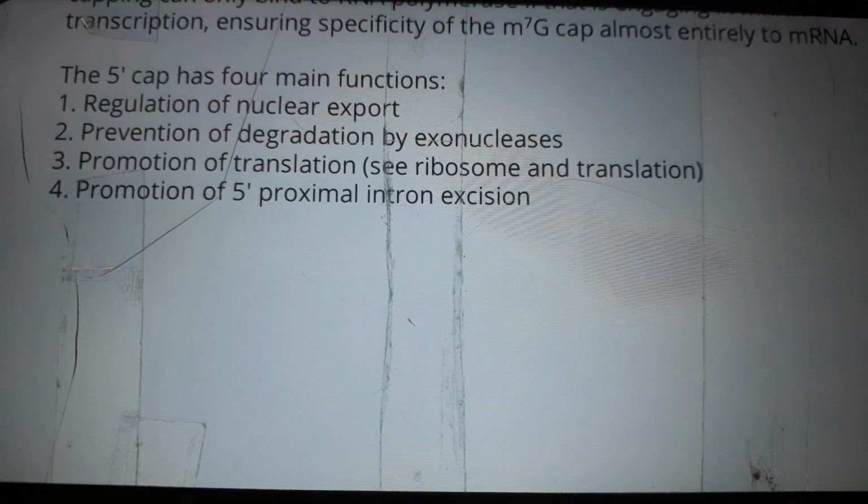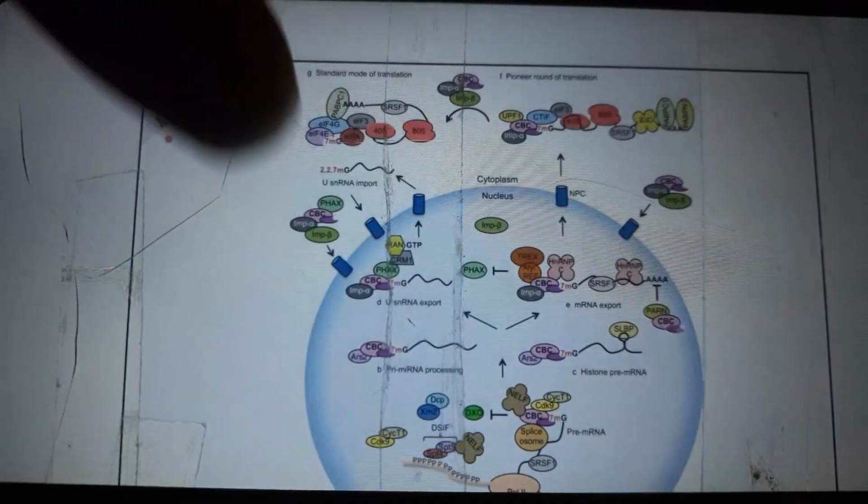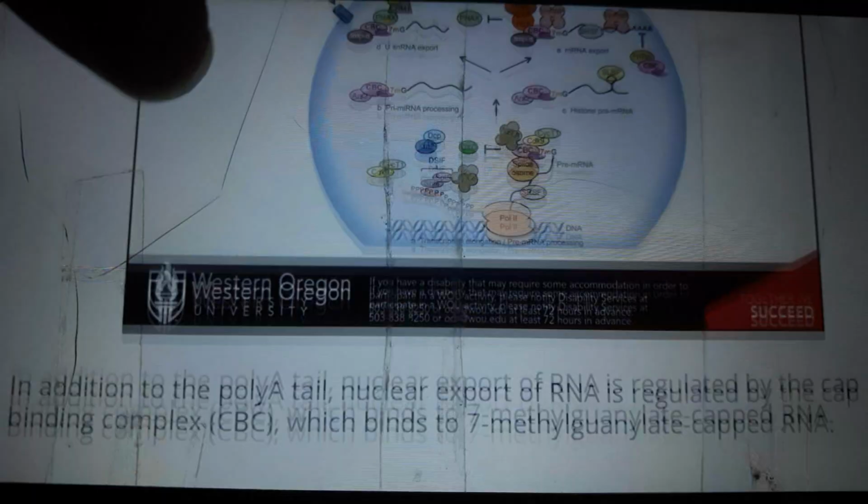The 5' cap has 4 main functions: regulation of nuclear export, prevention of degradation by exonucleases, promotion of translation by the ribosome, and promotion of 5' proximal intron excision. This is the diagram as mentioned there.